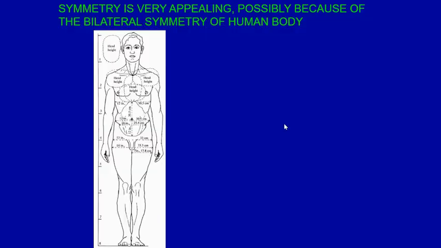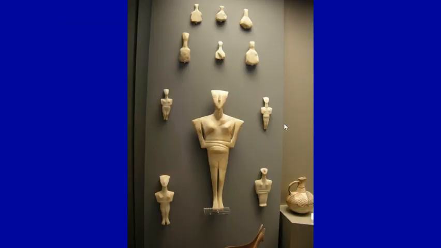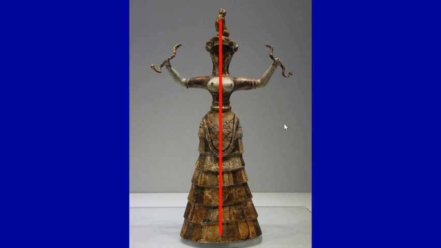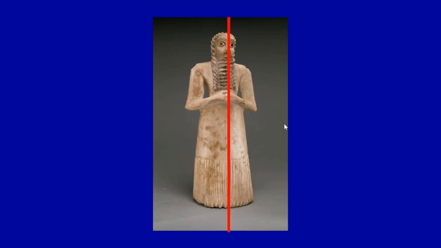Symmetry is very appealing, possibly because of the bilateral symmetry of the human body and the symmetry of the face. When you have the same thing on both sides, it creates symmetry. When we're looking at ancient art and art before the Renaissance, we see it a lot. We can see it in these Cycladic figures, in this Minoan figure, and in any work of art where you can draw an imaginary line down the middle and have it exactly the same on both sides.